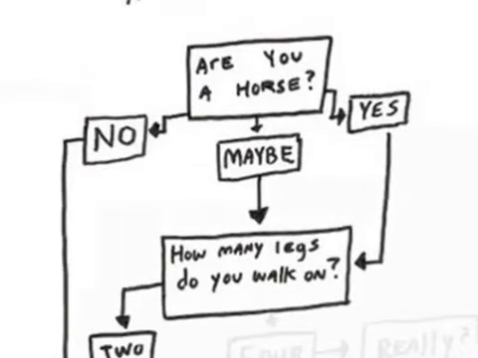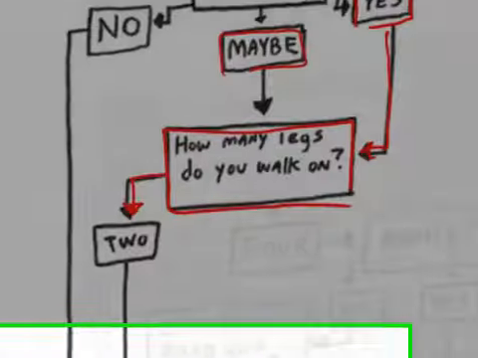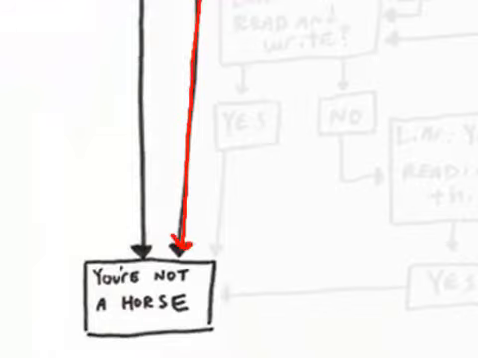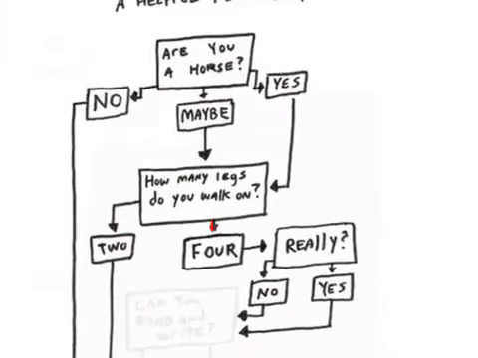But I had some options, remember? What if I'd said, maybe I am, I'm unsure, or yes, in fact, I am a horse? Well, the next question says, okay, how many legs do you walk on? If my answer is 2, then guess what? I was wrong, and I'm not a horse. But if I said that I walked on 4 legs, the next question is, well, really? Let's validate that one more time. Yes, I really do walk on 4 legs, or no, I don't.